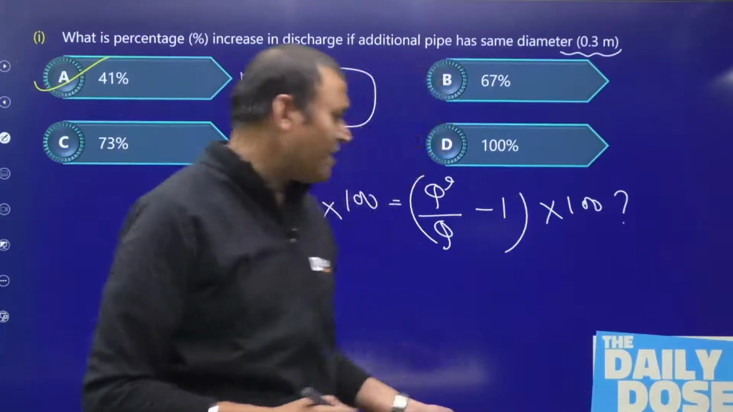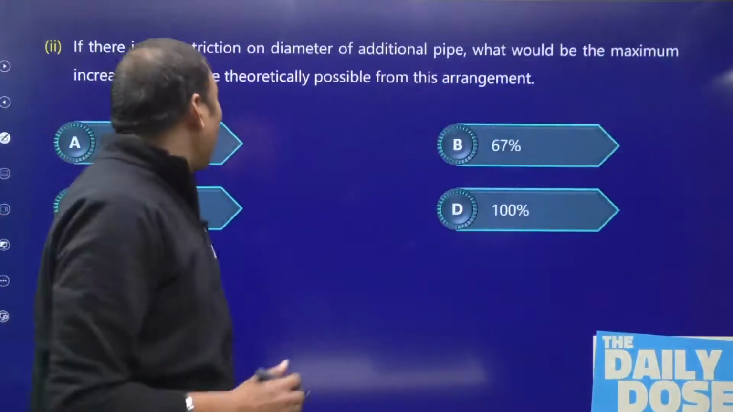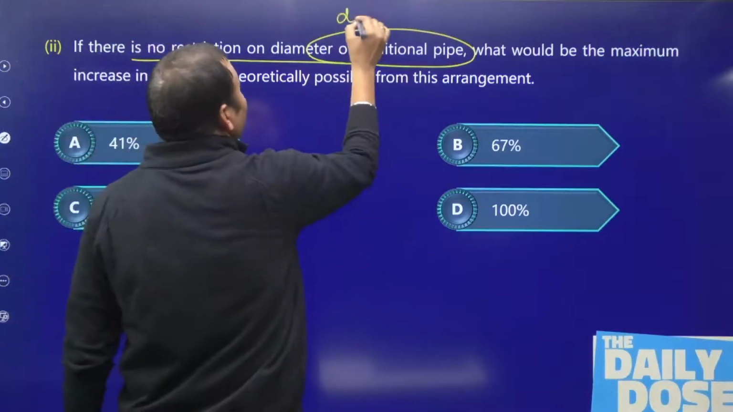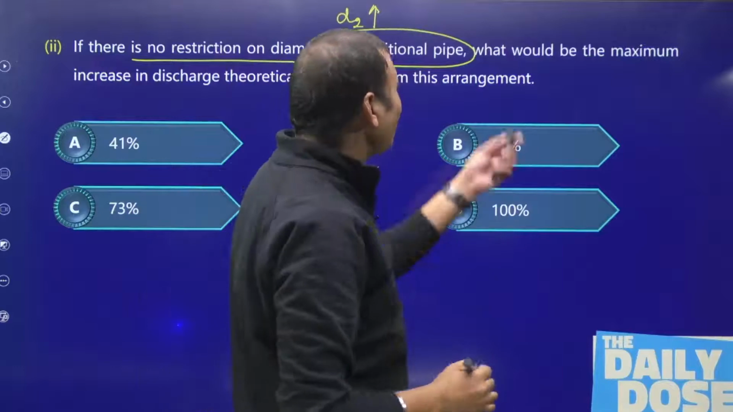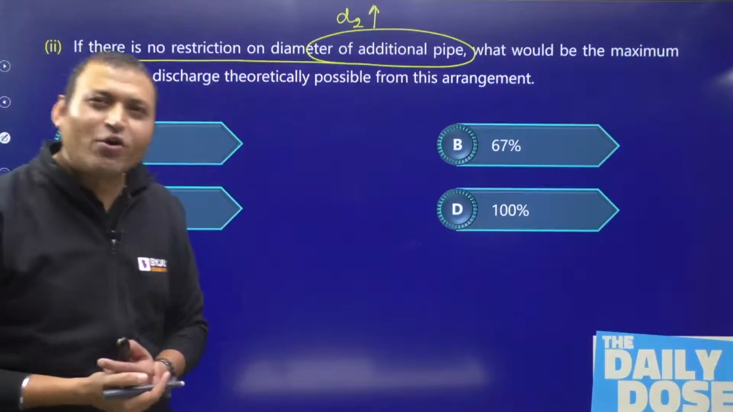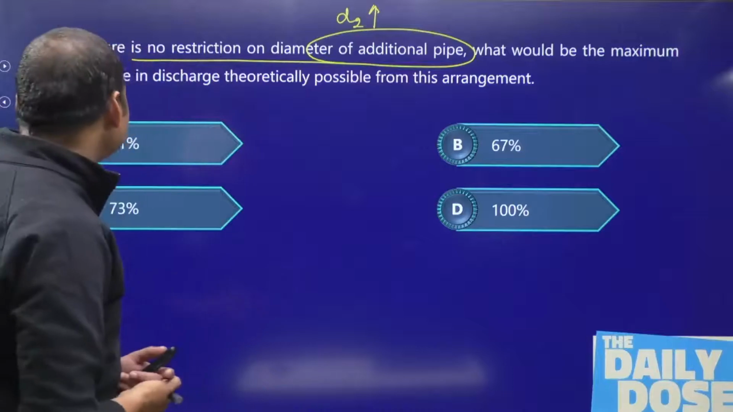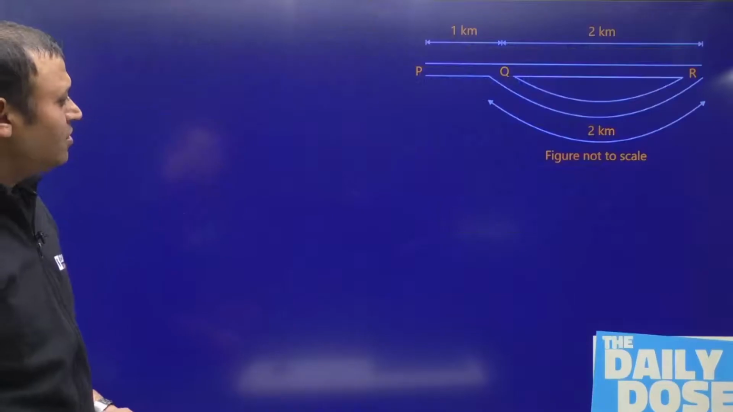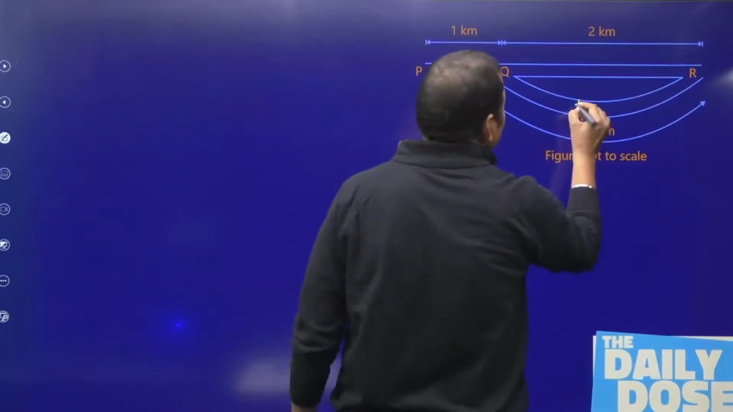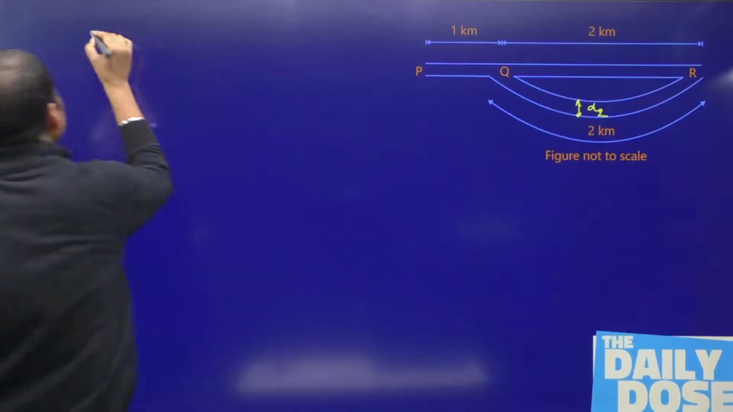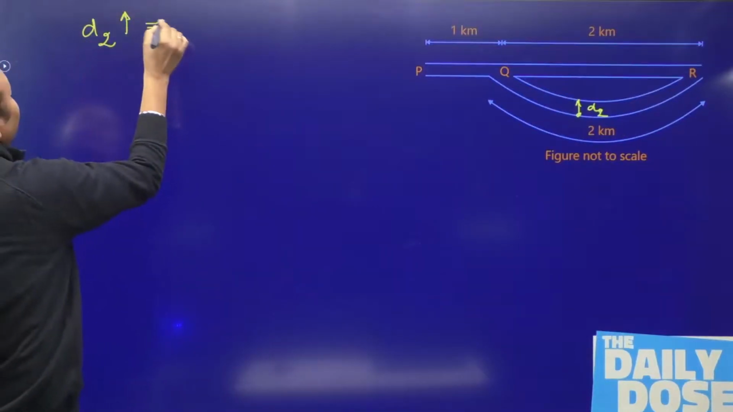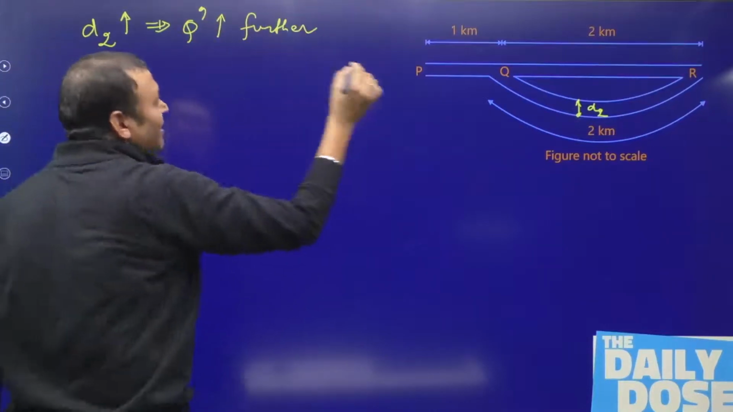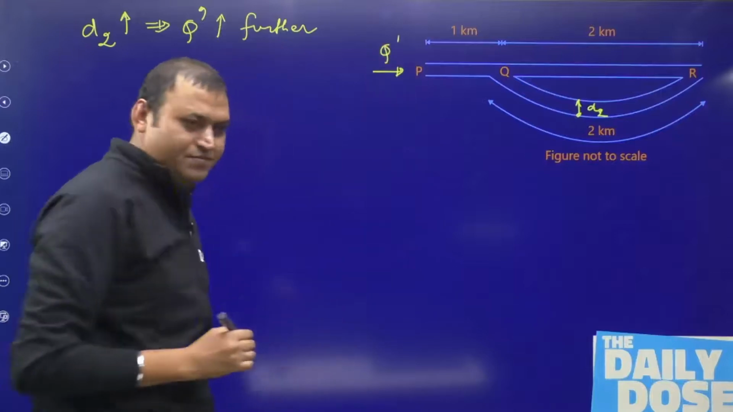Now there is one more part for the same question. Let us talk about the next part. If there is no restriction on the diameter of the additional pipe, the diameter D2 can increase up to any limit. What would be the maximum increase in discharge theoretically possible from this arrangement? All right. So now, do you agree if diameter D2 increases, it means the flow area increases. So Q dash increases further. The discharge will increase further.